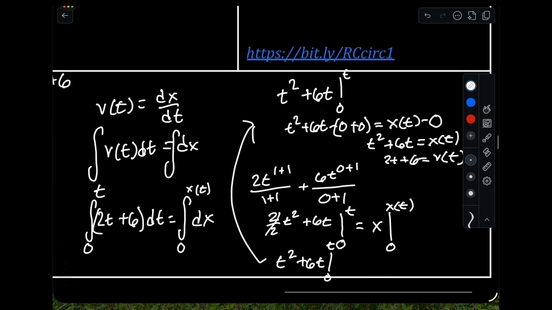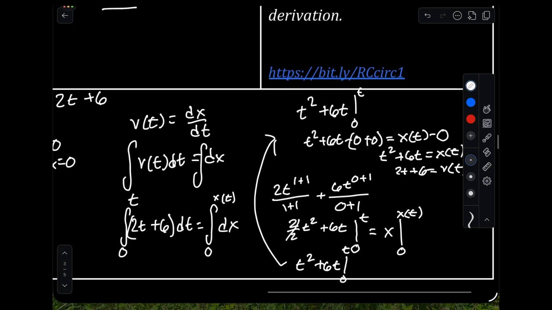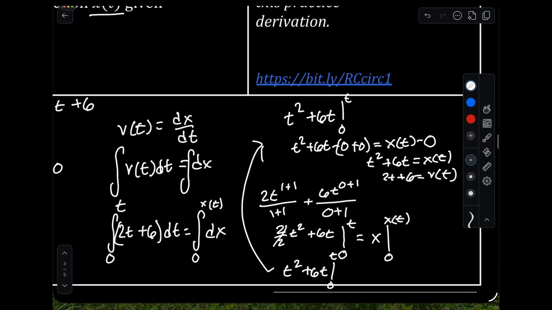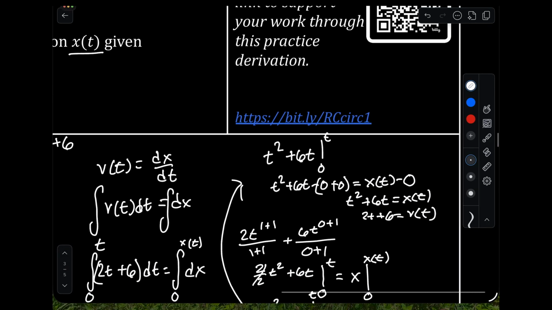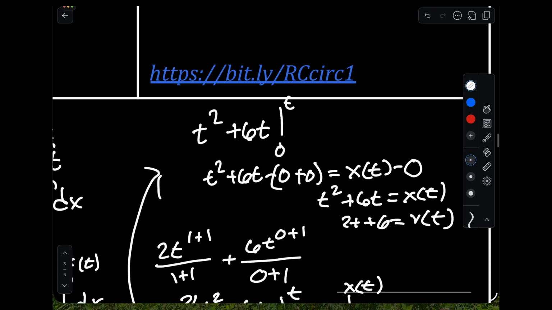And then through this derivation, you would see how you can solve for your velocity function, how you can solve for your position function, excuse me, if you're given an initial condition, like in this problem, x of 0 equals 0, to solve for your position function like we did right here. And this right here is our answer.